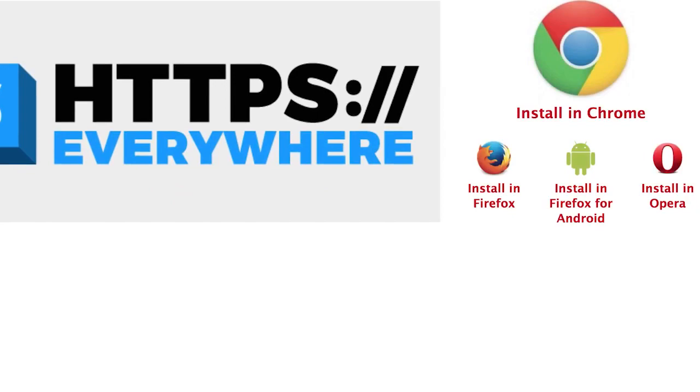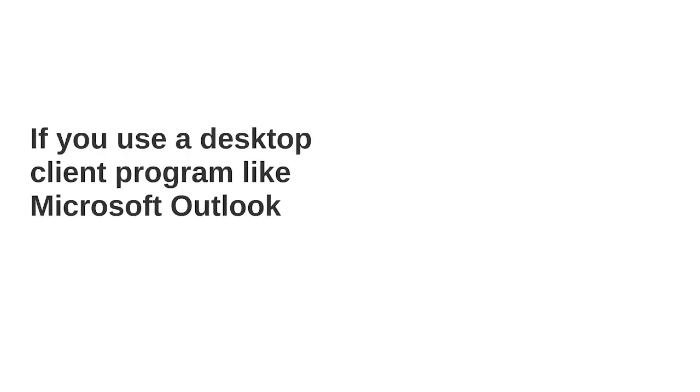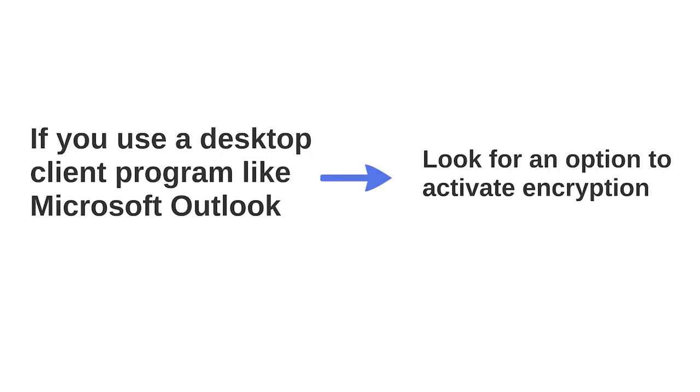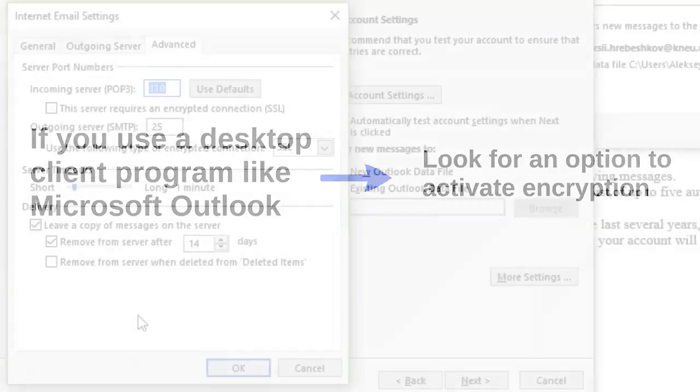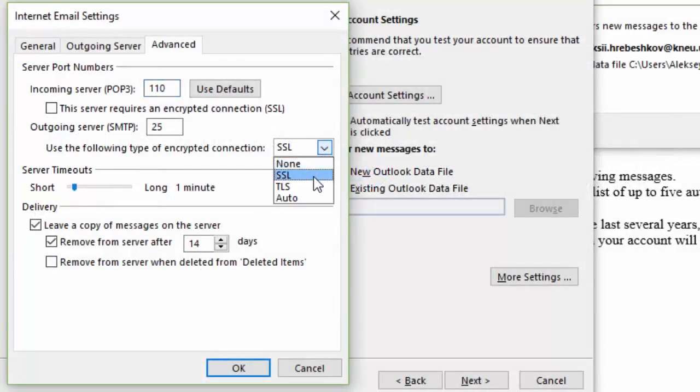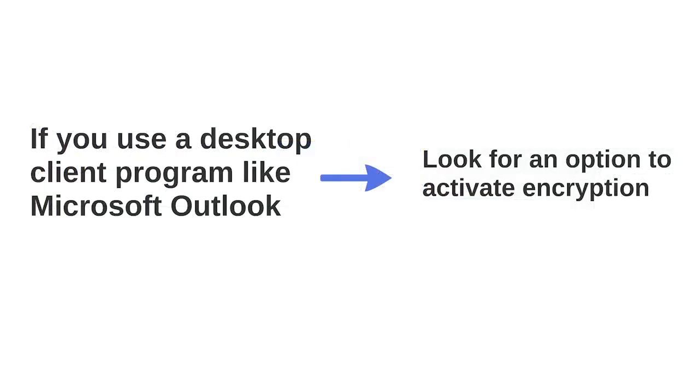The same is true if you use a desktop client program like Microsoft Outlook. You should still try to use SSL/TLS encryption. To do it, open your email program or app and navigate to the settings menu. There, your account will likely be labeled as a POP/SMTP or IMAP/SMTP, HTTP or Exchange account. Look for an option to activate encryption. It is usually in the advanced settings near where you can specify the port numbers for incoming and outgoing connections.